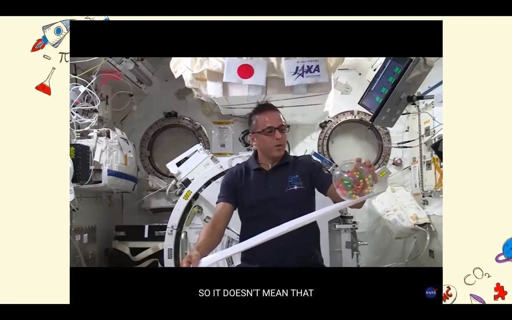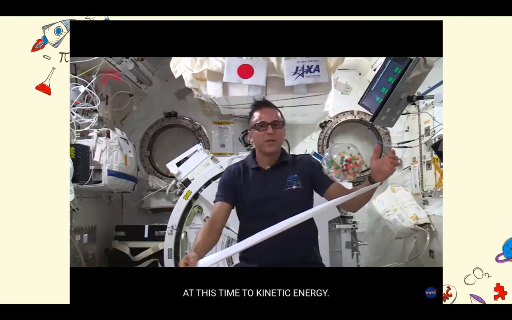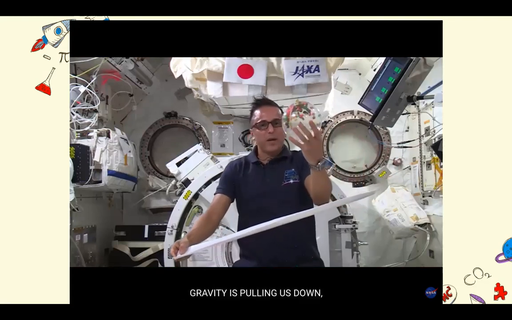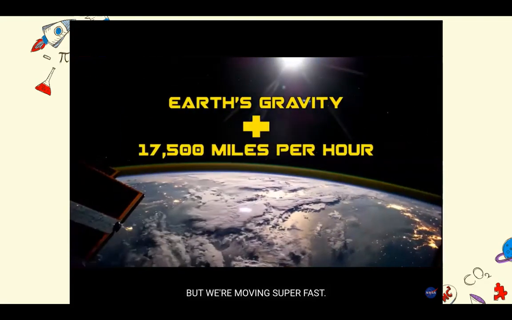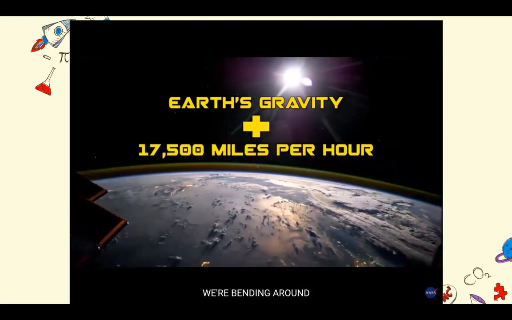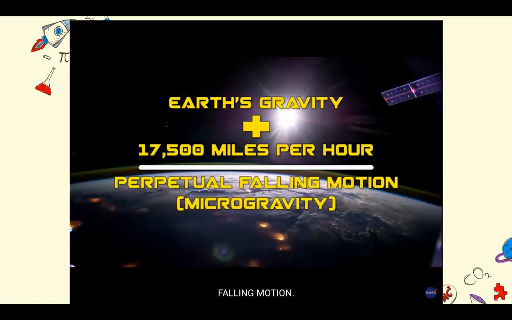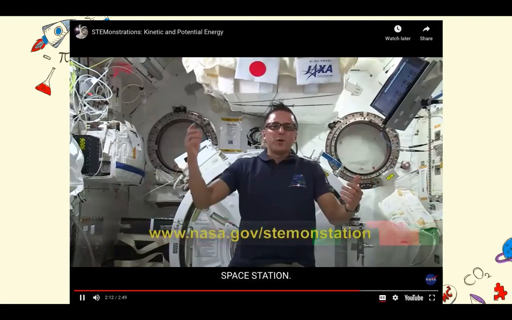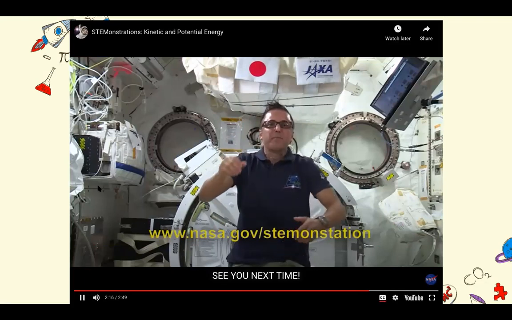So it doesn't mean we don't have potential energy. It just means we're not converting it at this time to kinetic energy. And why is that? Gravity is pulling us down, but we're moving super fast. And so what it is, we're bending around the Earth in this perpetual falling motion. Thanks for joining me on board the International Space Station. We're sending it back to Earth so you can try your own experiment. See you next time.